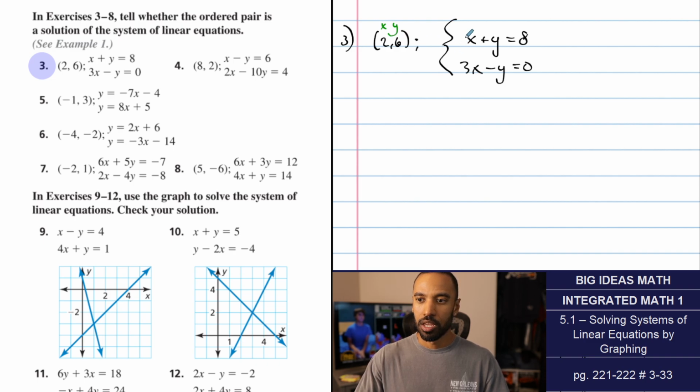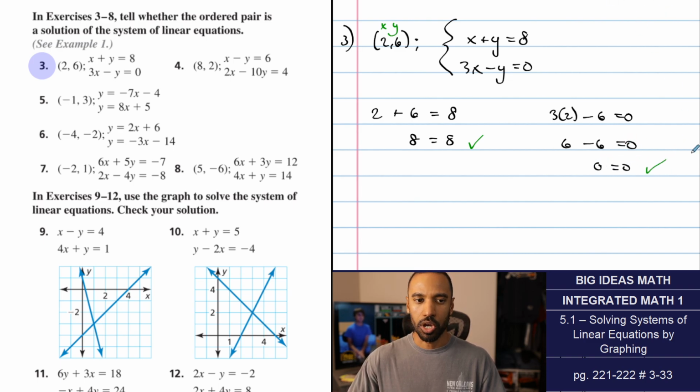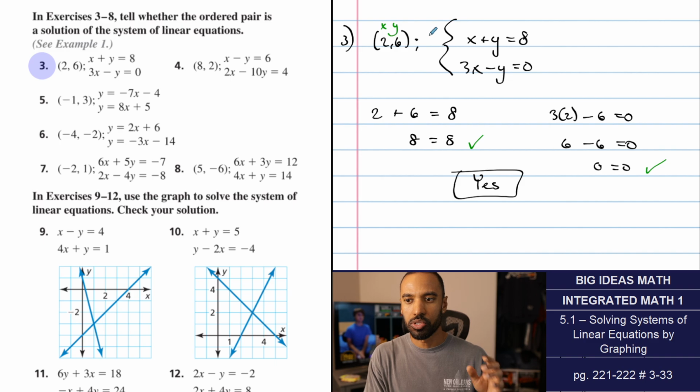It must be both. Very quick substitution, 2 for x plus 6 for y equals 8. That's 8 equals 8, and that one checks out. Top equation. Bottom equation, 3 times 2 minus 6 equals 0. 3 times 2 is 6. 6 minus 6 equals 0. 0 equals 0. That one checks out. So, is it a solution to the system? Yes. I'm just going to put yes or no. But yes, 2, 6 is a solution.